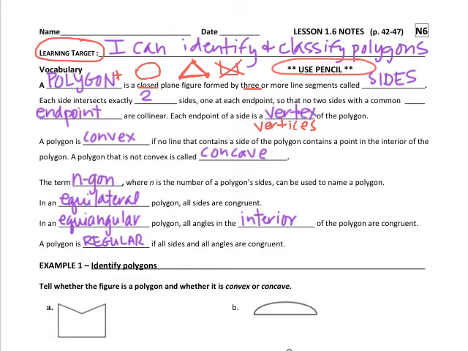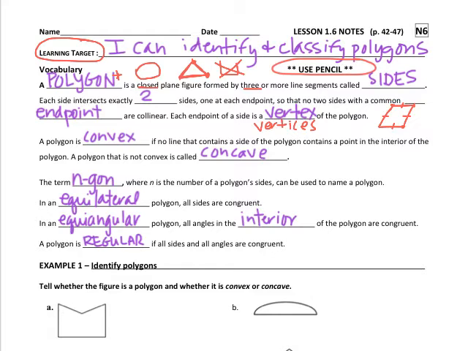Okay, each side intersects exactly two sides and one at each endpoint, so that no two sides with a common endpoint are collinear. And each endpoint of a side is a vertex of the polygon. So let's just say in a rhombus, something that looks like this, where all the sides are congruent. Okay, rhombus is a quadrilateral. Notice that there are four sides. It is a closed figure, and there are four vertices. Okay, so these are called vertex if there's just one, but if there's multiples, then we call those vertices.